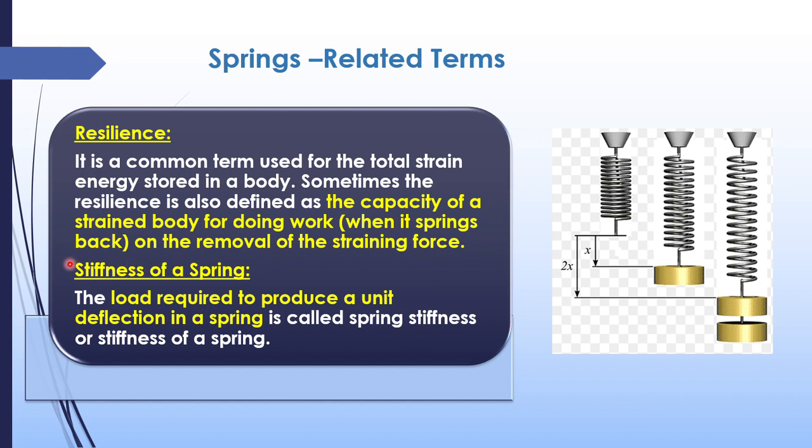Now another important term is stiffness. It is the load required to produce a unit deflection in a spring. Whenever we apply a load, there will be deflection in the length or width of the spring, and that deflection per unit load is the load required to produce a unit deflection. For example, if 1 centimeter deflection is there, how much is the load which causes that deflection? That is known as the stiffness of a spring, how stiff the spring is.